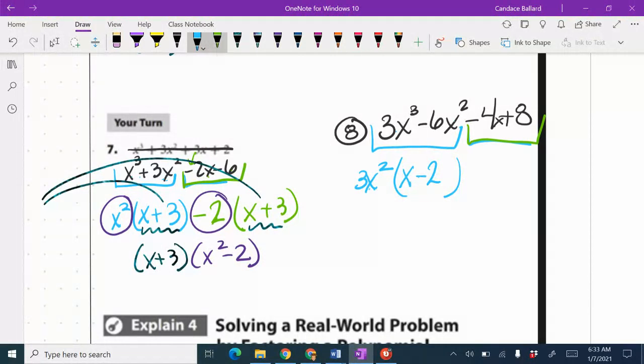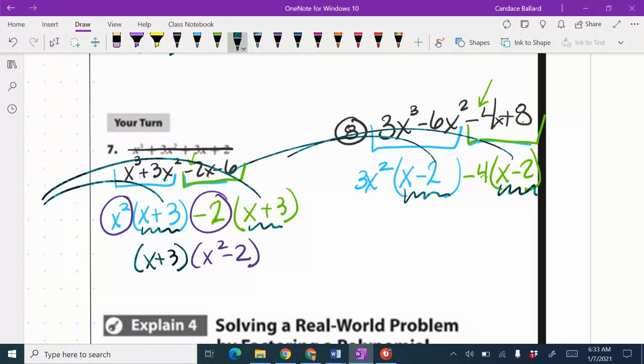And then in the green group, again, I'm leading with a negative, so I'm going to pull the negative out, even though there's not a negative in the other term. So I'm going to have -4, I'm pulling out, and -4x divided by -4 would be x. 8 divided by -4 would be -2. And do you see how it was kind of like magic, right? The greatest common factor, the ugly greatest common factor, ended up being the same.